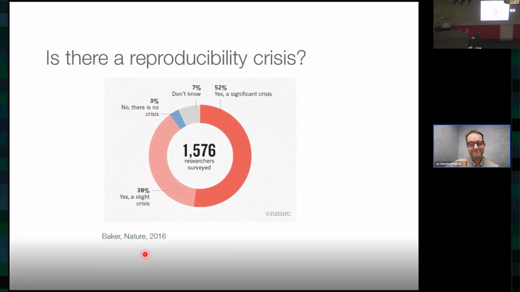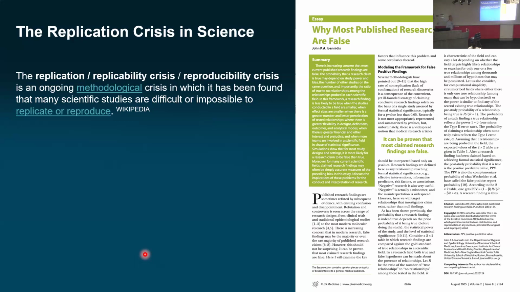So the interesting thing here is most people agree there is a reproducibility crisis, because all the pink and reds are basically, yeah, there is. The little bit that's blue is, no, there isn't. So we can sort of safely assume there probably is, and I believe there is. And if you Google this, you'll find lots, right?